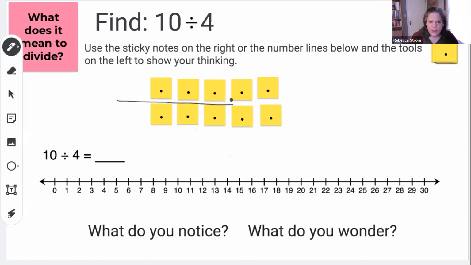Well, I'm going to cut this in half. And I'm going to cut this in half. And the groups are equal, but we're not dealing with whole numbers anymore. We're dealing with these partial pieces. So that's not great either.